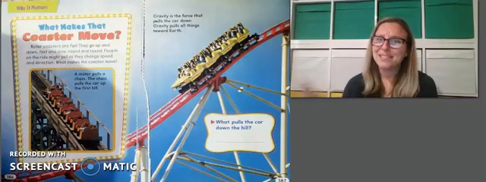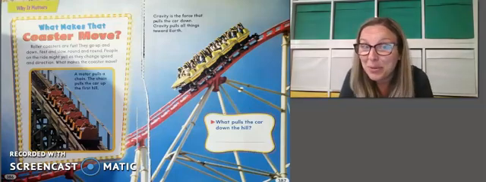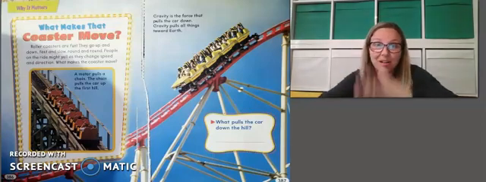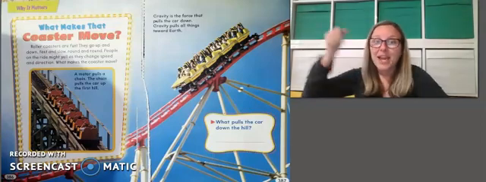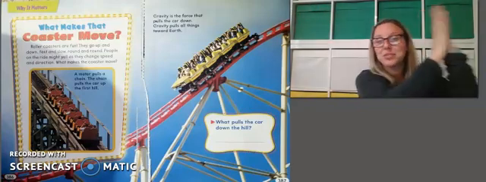All right. What makes a coaster move? Roller coasters are fun. They go up and down, fast and slow, around, and people on the ride might yell as they change speed and direction. What makes the coaster move? Well, a motor pulls a chain, and the chain pulls the car up the first hill, and then gravity, which is the force that pulls something down, pulls it towards the earth.